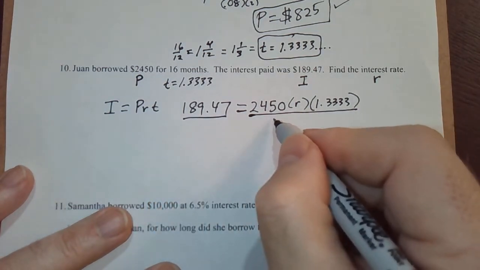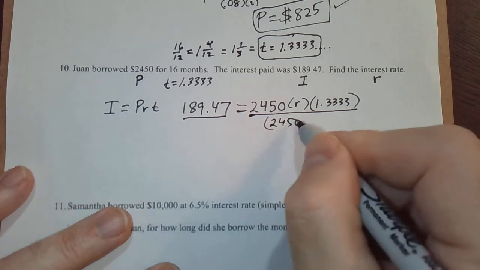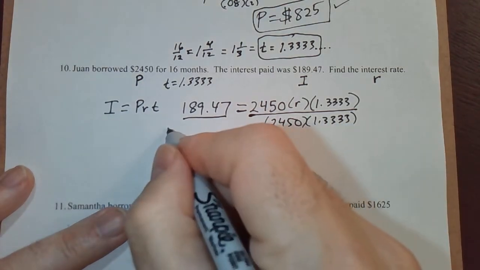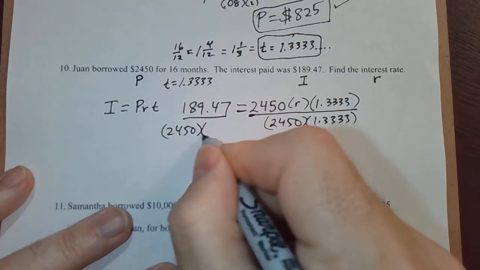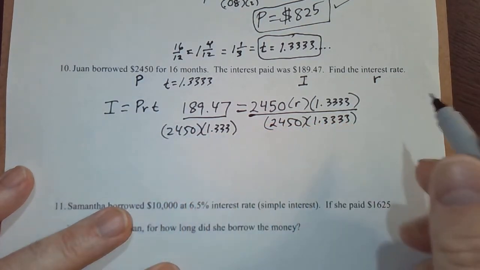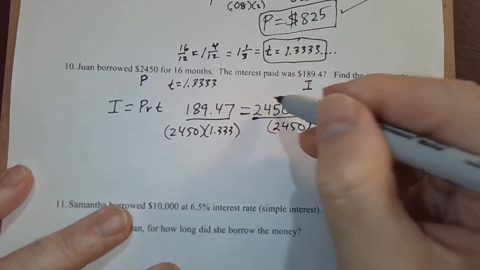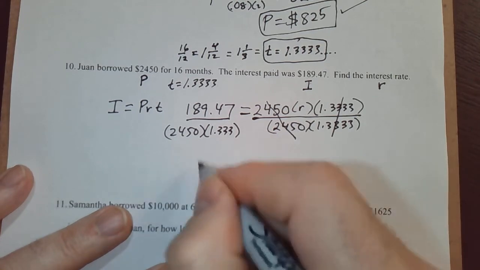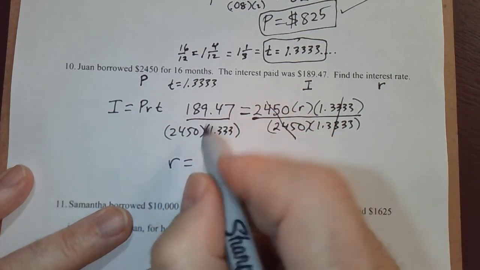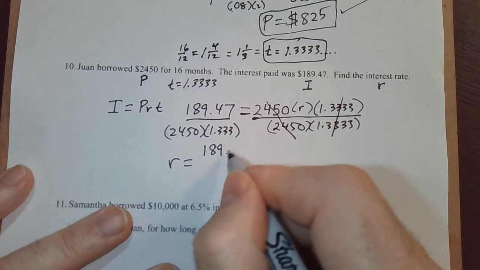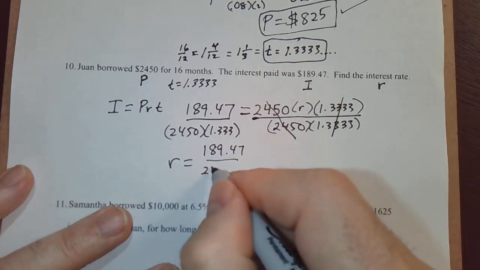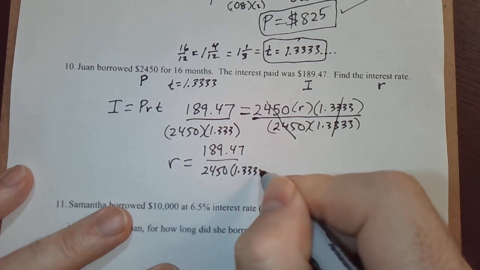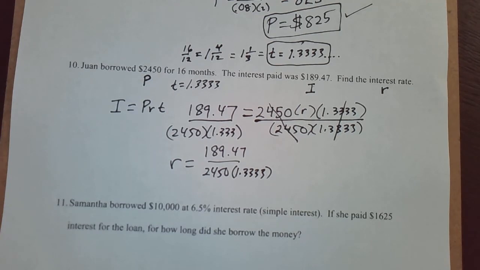I need to divide both sides by 2450 times 1.3333, because now if I cancel that and cancel that, I'm left with nothing but R. So, and I'm going to switch places again. R is equal to this: 189.47 over 2450 times 1.3333.